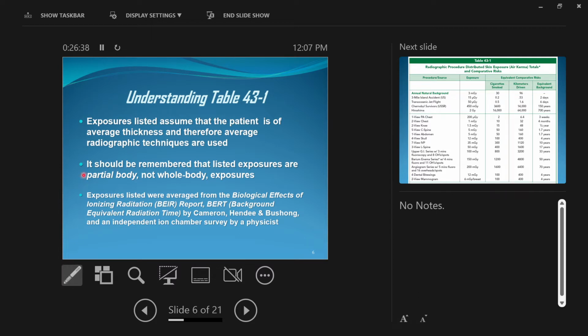And last statement is, it should be remembered that listed exposures are partial body exposures, not whole body exposures. Again, 1 gray to the whole body can cause death, but 1 gray to your hand or another part of your body is not going to cause death. It can hurt that part of the body, but it's not going to cause whole organism-wide damage.